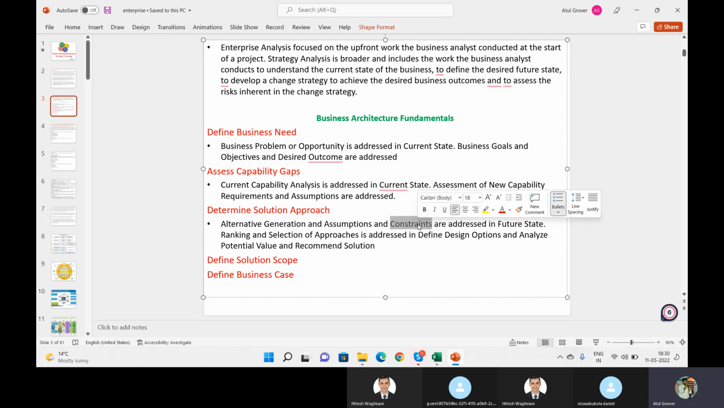Maybe my availability for my family will be less. I need to travel a lot. My health can be hampered. I need to work in different time zones. These are the constraints in the future state. Unless I build a complete model, I cannot come to this place. And finally, ranking and selection of the approach is addressed to define the design option.